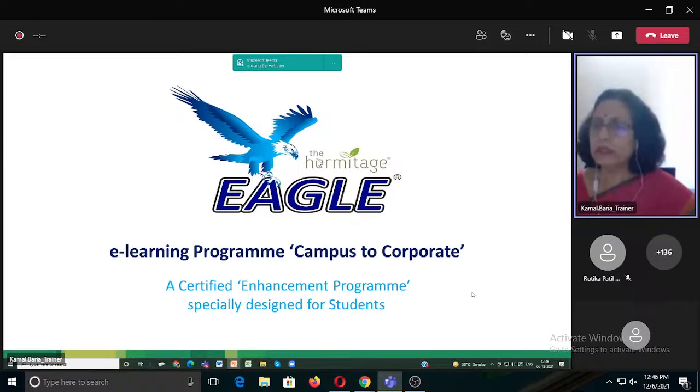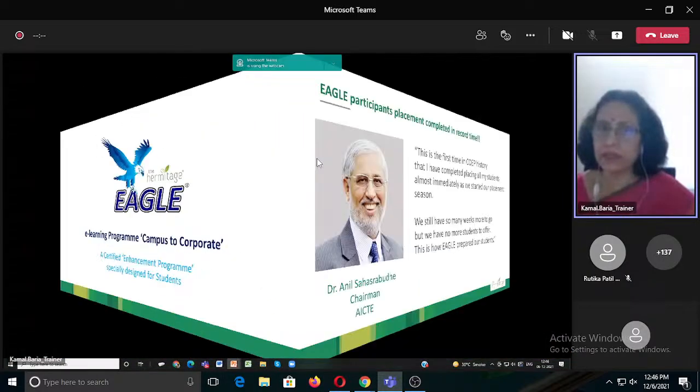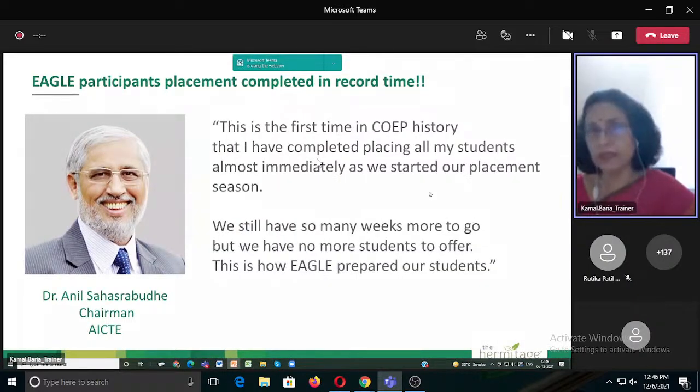Okay. This is a program which is specially designed for students. Now, instead of us telling you how successful the program has been, let us see that in the words of the then director of COEP when we started the program, Dr. Anil Sahasrabudhe, who is now the chairman of AICTE. Now, this is what Dr. Sahasrabudhe had to share. This was when our first batch of Eagle had passed out and was being offered for placement. This is what happened in the very first year itself.